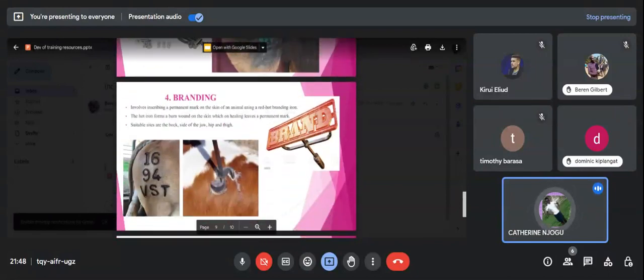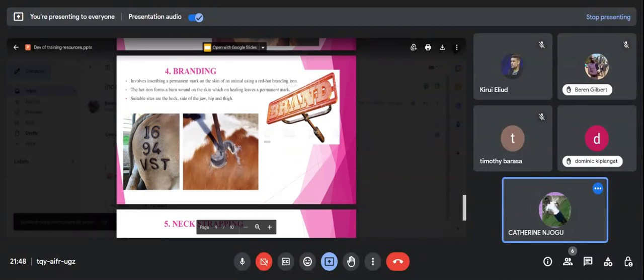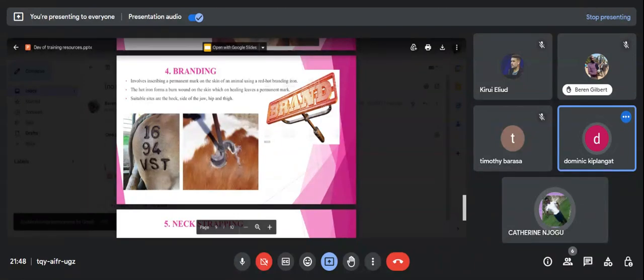So the fourth one, we are going to look at branding. Branding involves inscribing a permanent mark on the skin of an animal using a red hot branding iron. As you can see there, that is a red hot branding iron. Then you have an animal that is being shown on how you use the branding iron. Then you have an example of how it looks after you have branded the animal. So this type of identification is suitable on sides such as the hock, the side of the jaw, the hip, and the thigh.